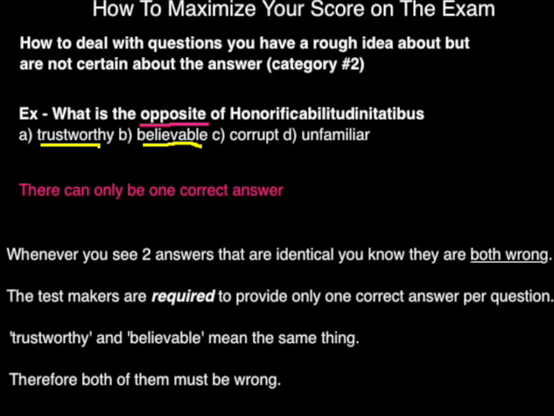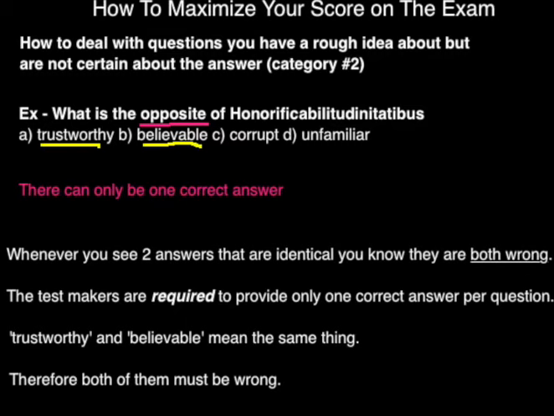For example, if it was a math test and you were asked to find the answer of 1 plus 1, if option A was 3 and option B was 6 divided by 2, then you know that A and B cannot be true because A and B are both equal to 3. So if you have 2 answers that are equal to each other, you know that neither of those 2 can be correct because there can only be one correct answer.